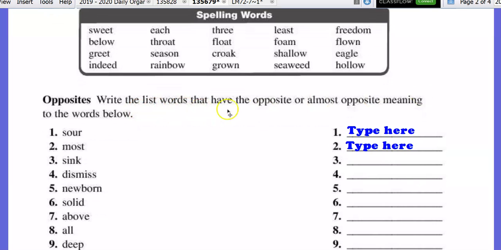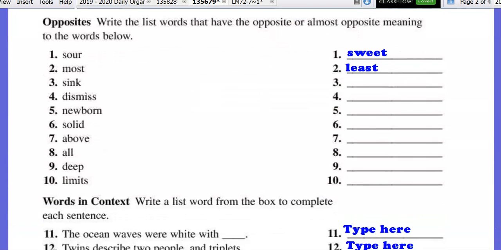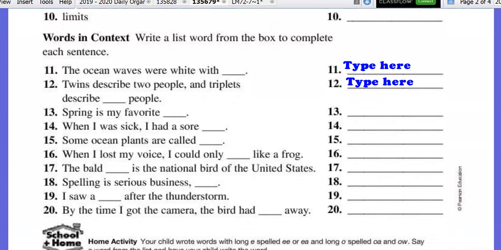Opposites. Write the list word that has the opposite or almost opposite meaning to the words below. Number 1 says sour. So, sweet is the opposite of sour. That fits, and it's a long double E pattern that helps us with our spelling. Most is number 2. The opposite of most is least, with the EA, which gives me the long E sound. Complete those first 10. Then move on to questions 11 through 20, where the directions change.